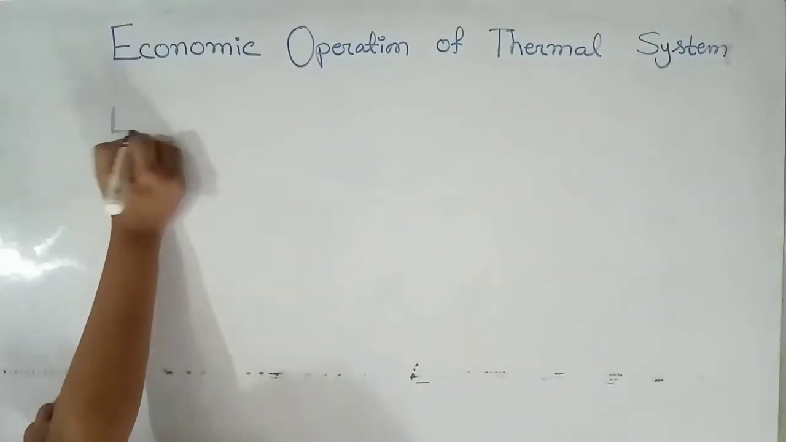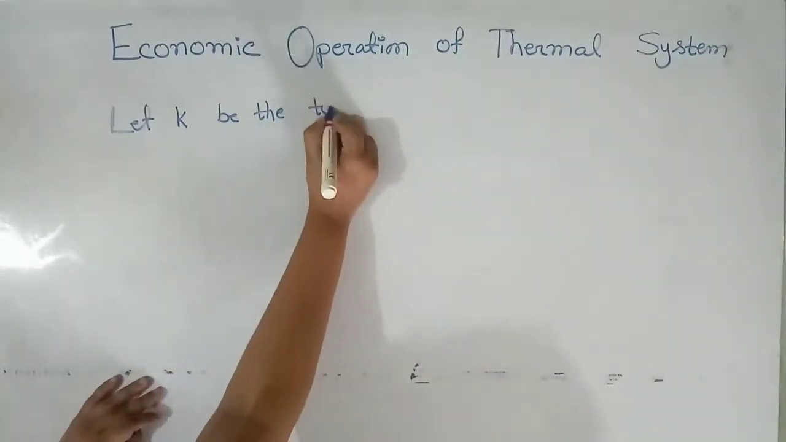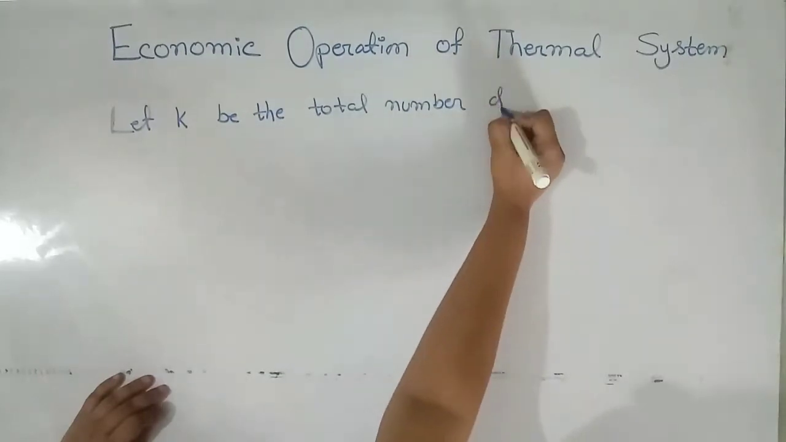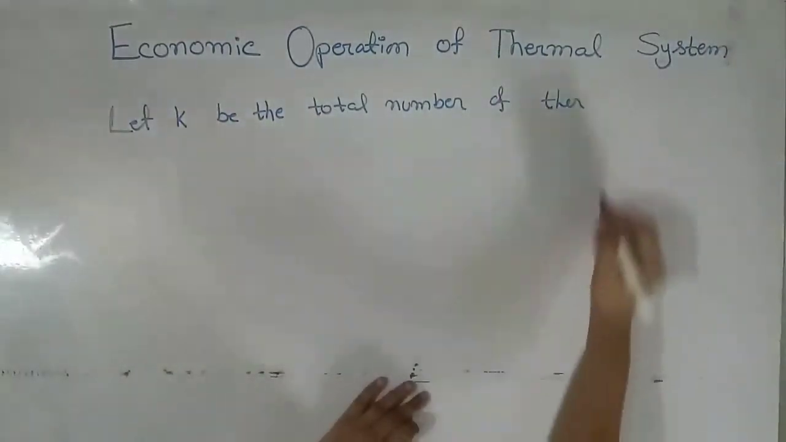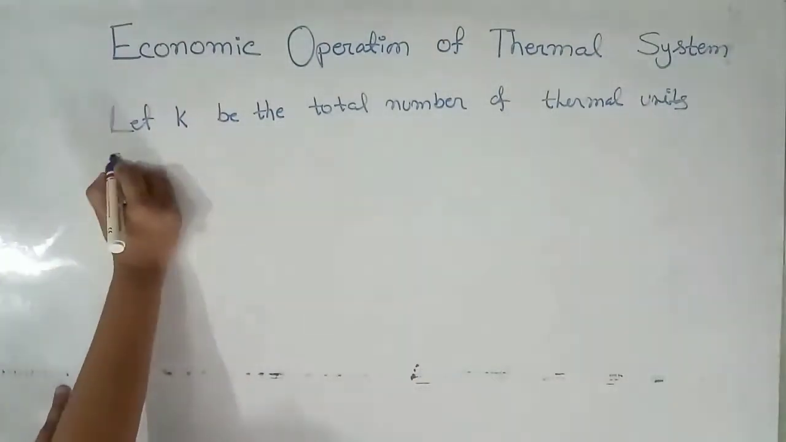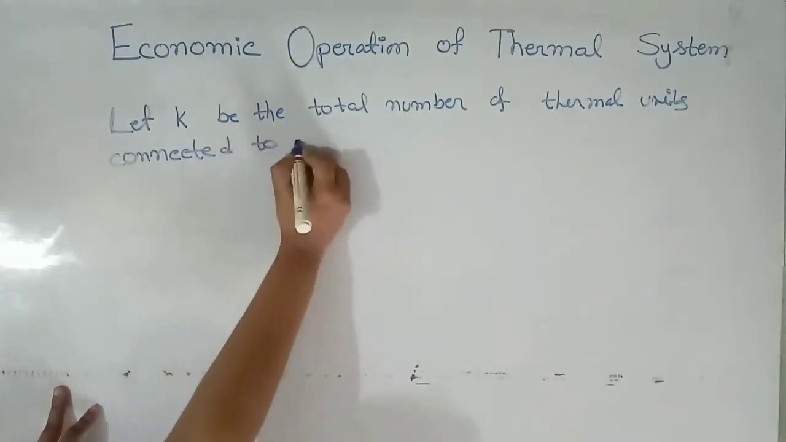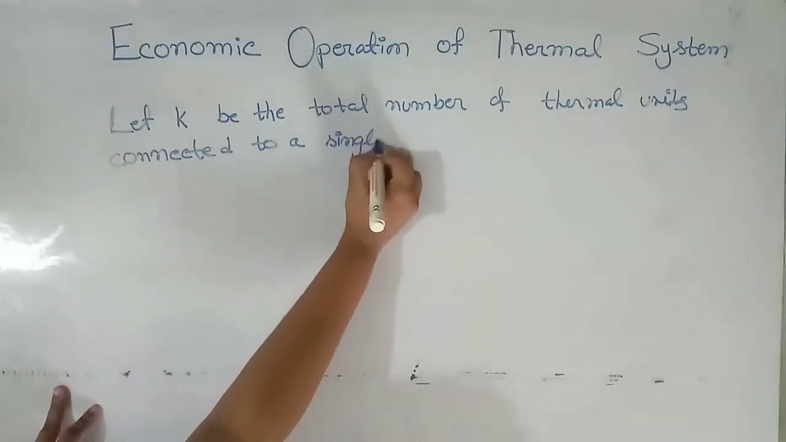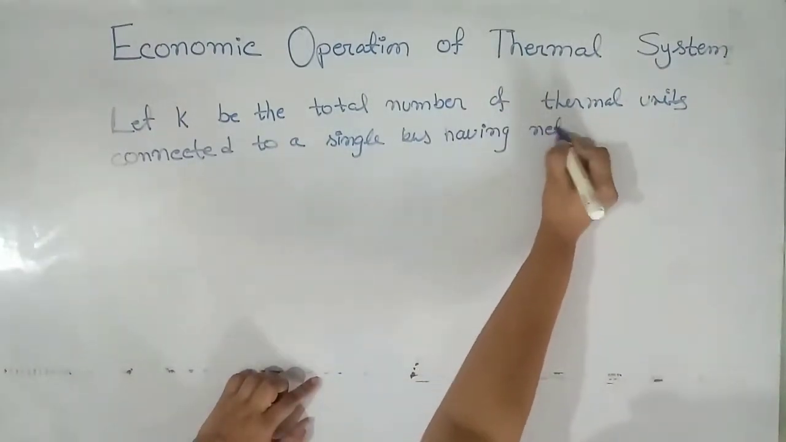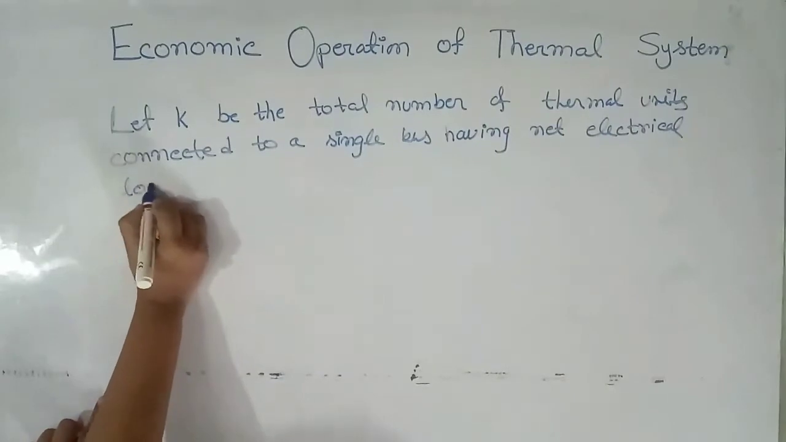Let K be the total number of thermal units connected to a single bus having net electrical load PD.